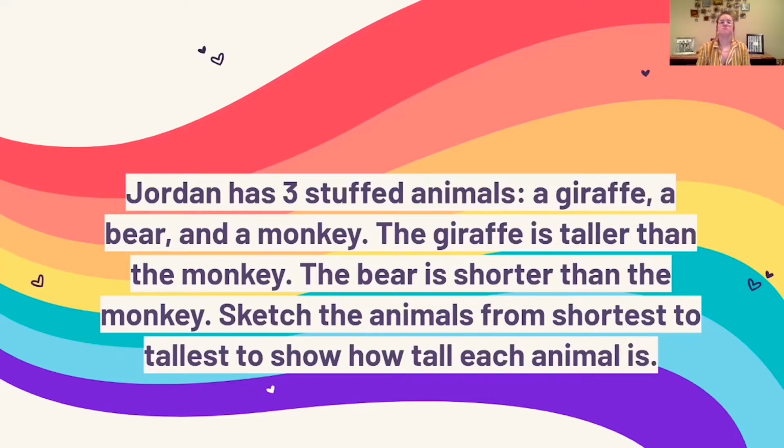All right, let's come back. So you can see that this is a little bit different from what we've been working with because we're not creating a number sentence or an equation. We're drawing pictures, which is super fun. So grab your whiteboard, grab paper, whatever you're working with today, and let's try to solve this.